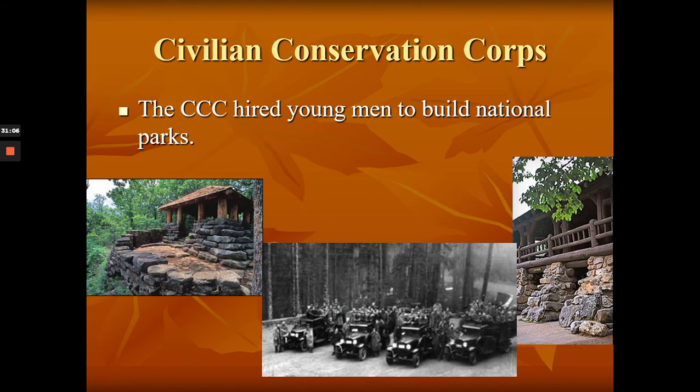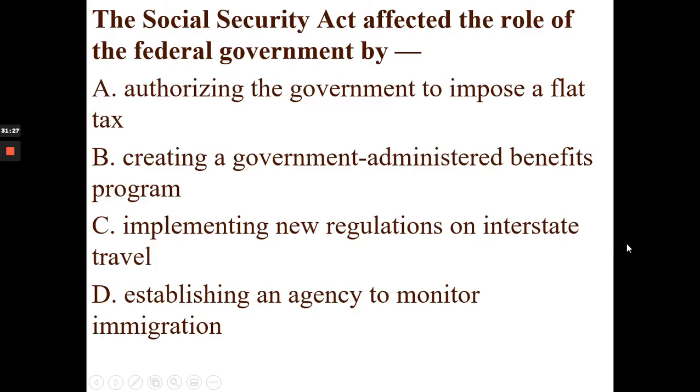Okay? I haven't seen this on the test, but the CCC, what they did was they built national parks. They would go out to like Yosemite, and if you go over to that lake cliff, anytime you see little picnic areas made from this kind of wood, that's the CCC. If you go to White Rock Lake, you'll see signs of the CCC there.